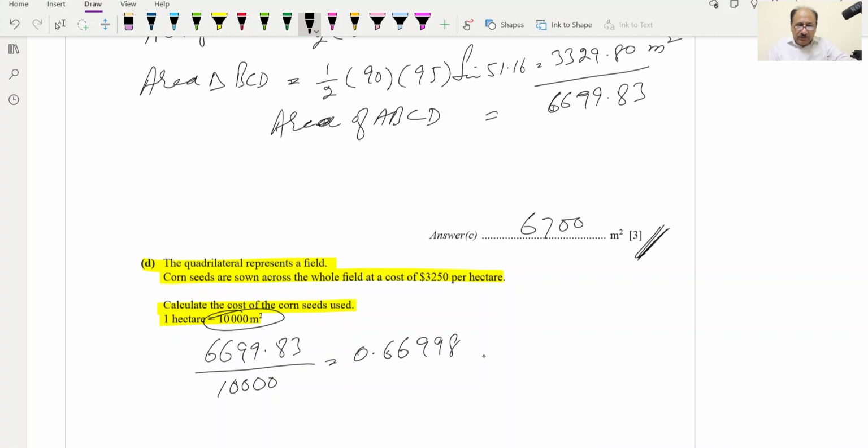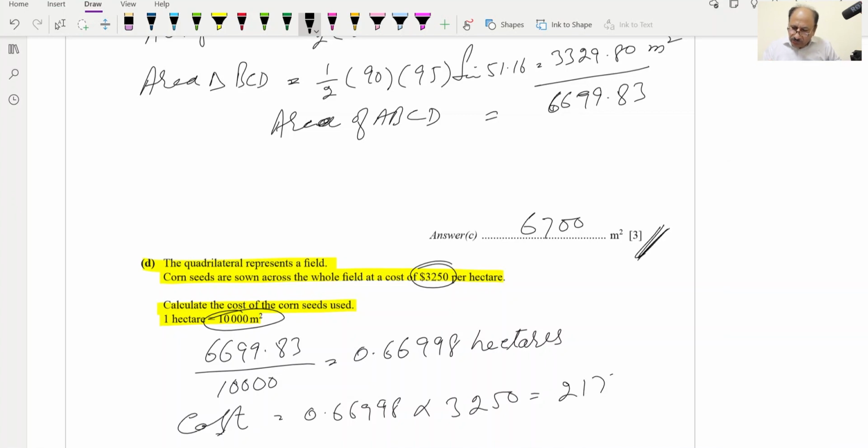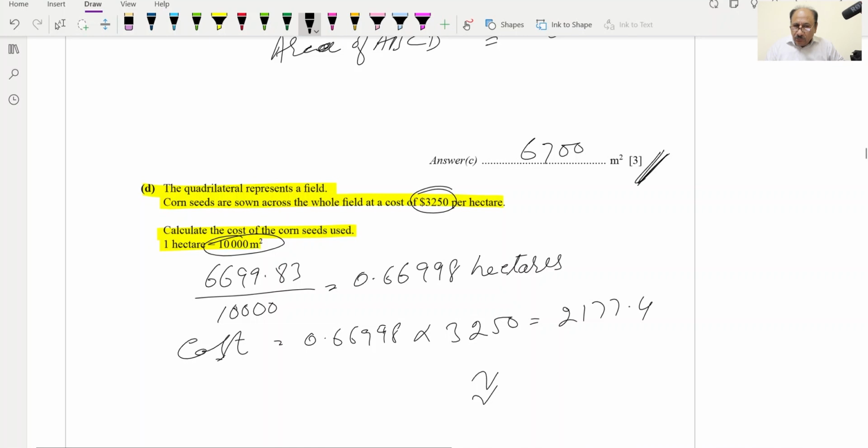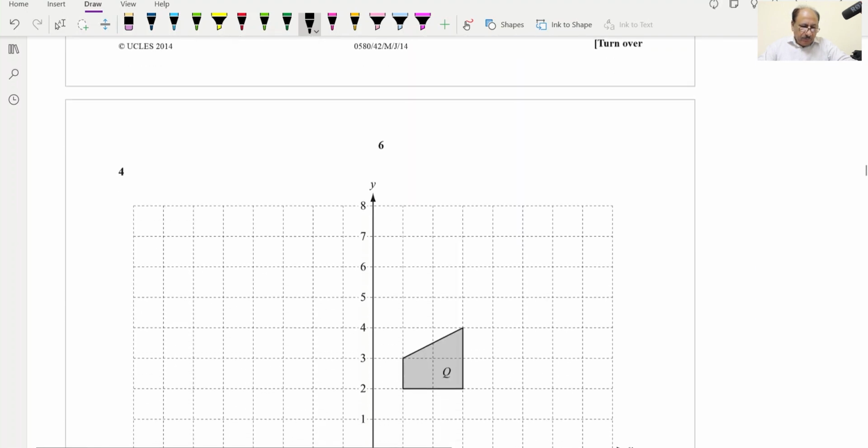And further, the cost is per hectare, so we can write separately: this will be hectares, and cost will be equal to 0.66998 multiplied by 3250, and we will get 2177.4. This is the cost of the corn used, so the rounded answer we can provide as 2180 up to 3 significant figures. This is the answer, and the proper place we can provide the answer over here. Hopefully you understood this. Now question number 4.